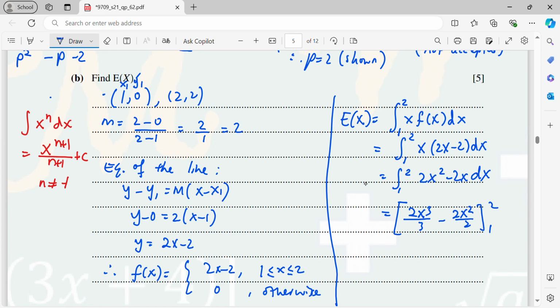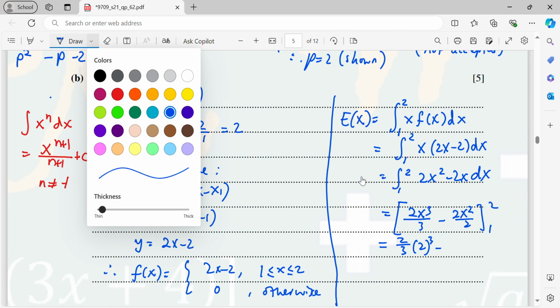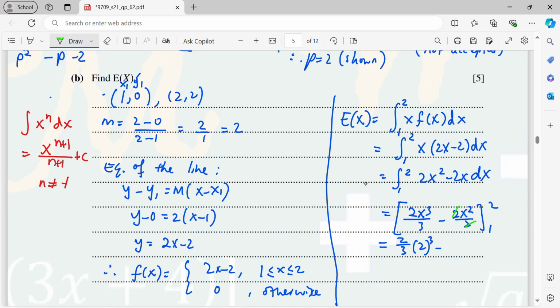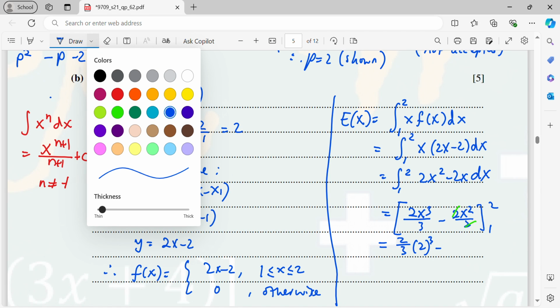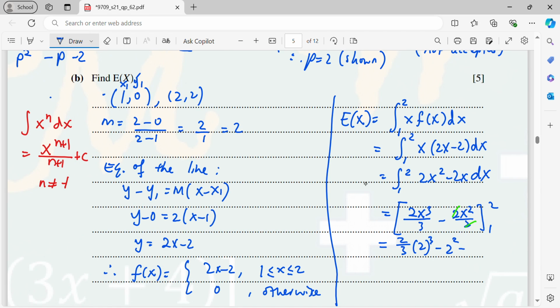And now replace the x by 2 first. So I will get 2 over 3 times 2 cubed, minus the 2 over 2 can be cancelled off. This is basically x squared, so you will get 2 squared. Then minus, when the x is replaced by 1, I will get 2 over 3, then minus 1. So then from here, you will be getting 5 over 3. That is your expected x.